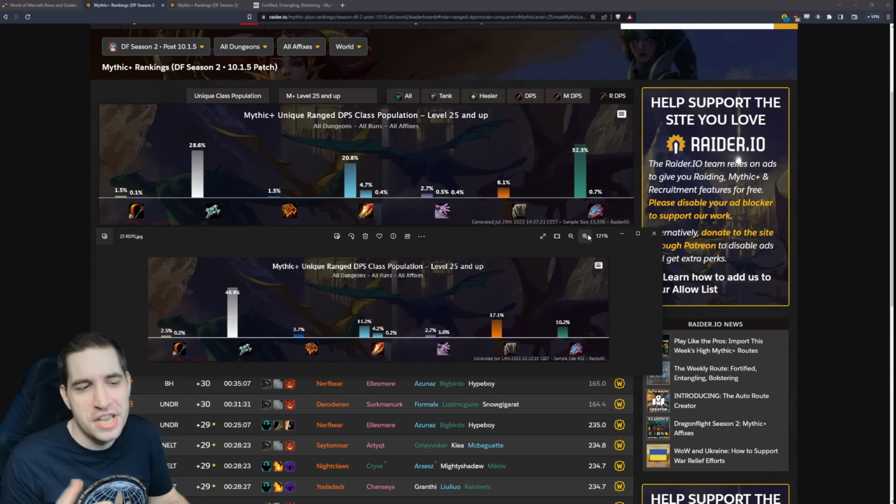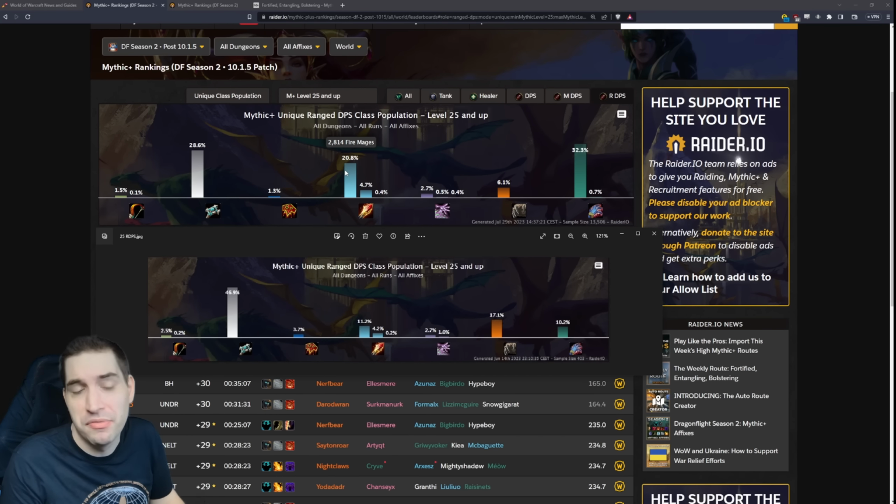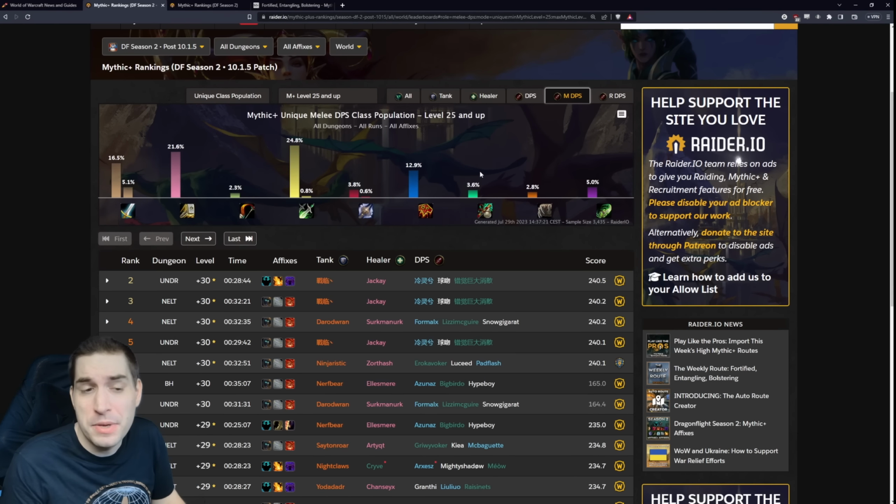We still see Shadow Priest being quite the popular one, except now it got cut in half. Why? Because now augmentation is out. So now Shadow Priest has to contend with augmentation, plus, of course, the empowerment of Fire Mage at the release of the patch. So we still have, though, the same numbers, basically. Mage was the third most popular one. It's still the third most popular one. Augmentation went up over a balance druid, basically. That's the main change.